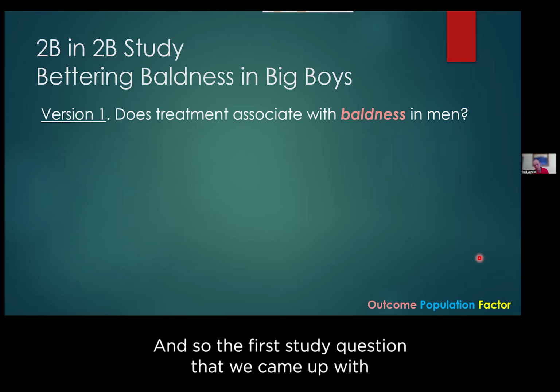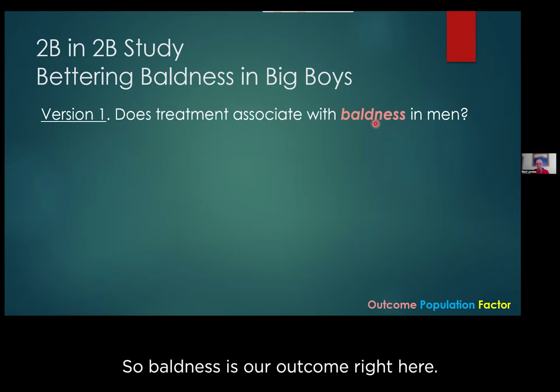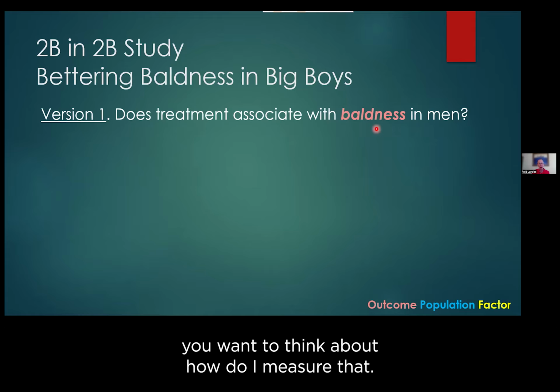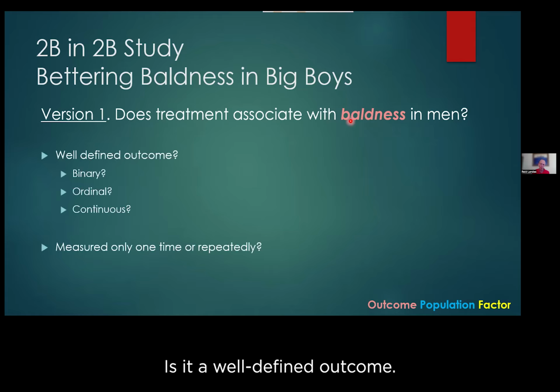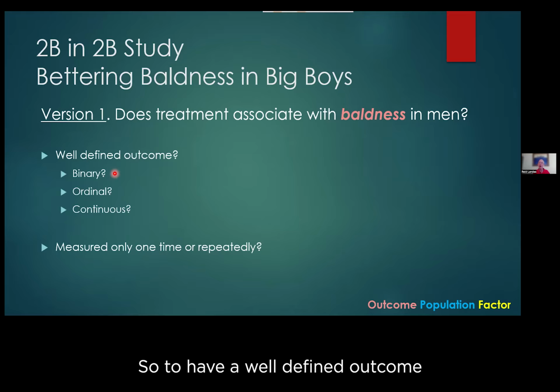And so the first study question that we came up with is, does treatment associate with baldness in men? So baldness is our outcome right here. And when you're thinking about your outcome, you want to think about how do I measure that? Is it a well-defined outcome? So this word baldness, that indicates my outcome. Is that binary? Oh, you are bald. Oh, you are not. Is it ordinal? Oh, you are completely bald. You are mostly bald. You're kind of bald. You're not bald at all. Or is it continuous? And I'm not sure how to do that right here, right now. But yeah, so to have a well-defined outcome.